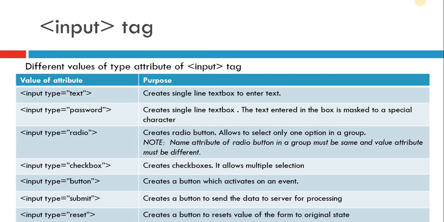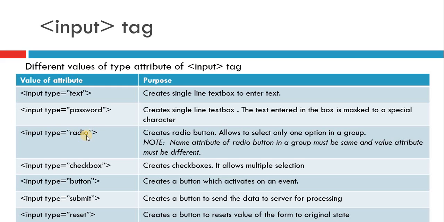Students, let's quickly go through these types one more time. The first one is text. It is used to create a single line text box and we can enter the text. This is the default value. Please remember the default value is text. Next one is password. It is used to create a single line text box to enter text. However, the text which we are going to enter will be masked to a special character.